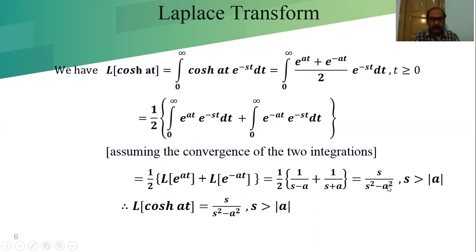LCM is s square minus a square. s plus a and s minus a will add up, we will get the 2s, and that 2 will be cancelled out, we will get the result s by s square minus a square, for s greater than mod a. So Laplace transformation of cos hyperbolic at is equal to s by s square minus a square, and s greater than mod a. That means minus a less than s and s less than a.